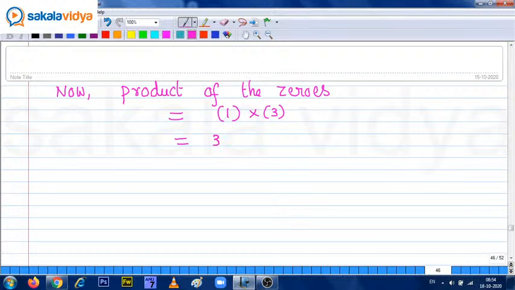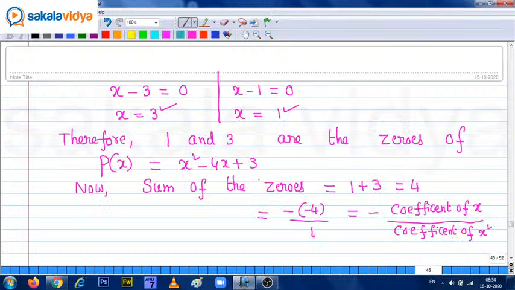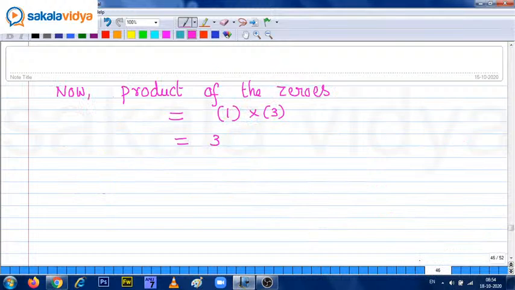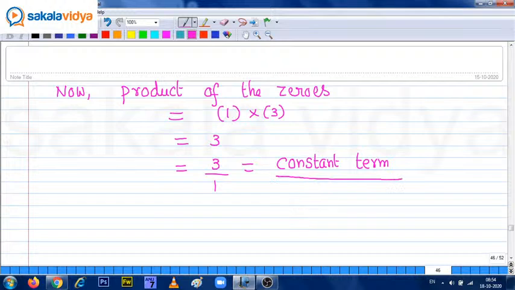equal to 3. But we need to establish that 3 is the constant term to the coefficient of x square. So this we can write as 3 upon 1. So this is equal to constant term upon coefficient of x square. Yes, the problem has been completed. Right.